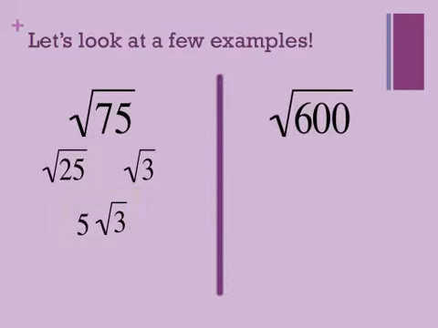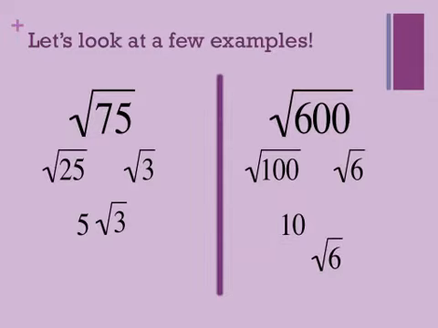In this example, try to come up with the two numbers that can multiply to give you 600, with one of them being a perfect square. And hopefully you came up with 100 times 6. So, we have the square root of 100 times the square root of 6. And since the square root of 100 is 10, that comes outside of the square root symbol. And the square root of 6 is something that we don't know, so we leave it underneath the square root symbol. So the final answer would be 10 times the square root of 6.